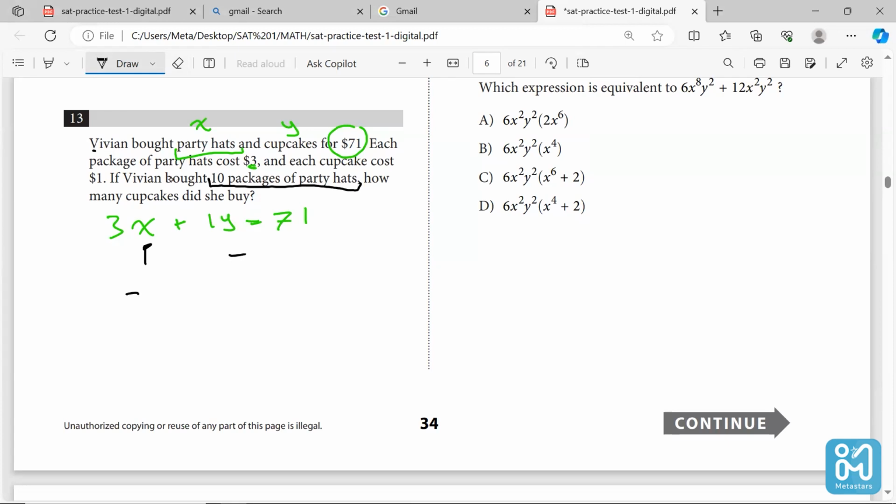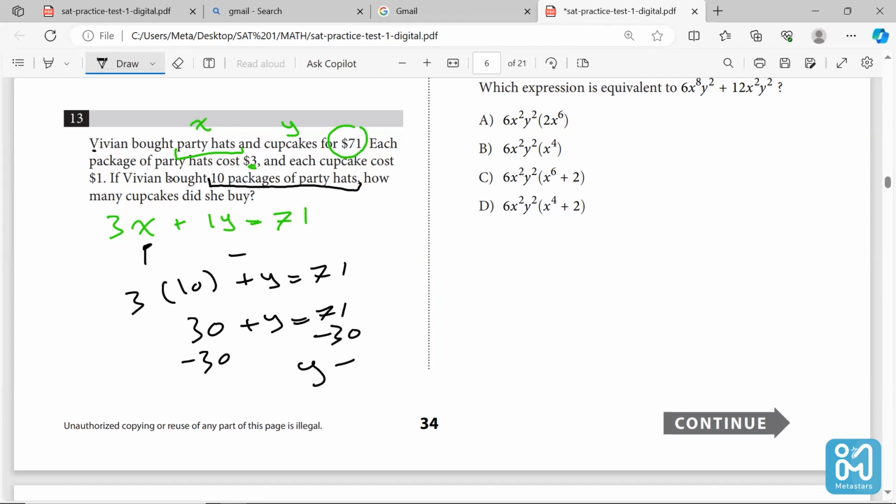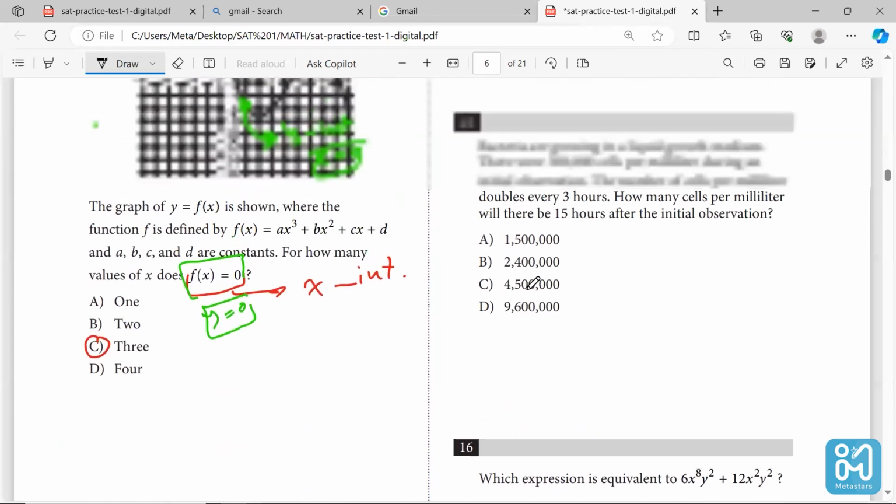Okay. So I have 3 times 10 plus y equals 71. So I have 30 plus y equals 71, minus 30, minus 30. So y equals what? 41. My answer is 41. Again, I made a mistake, I read it wrong. It's not the total packages, it's only the party hats. So we plug in x by 10, and you can solve it as any linear equation. Okay, so this is my answer: y equals 41. Okay, let's see question 14 here.